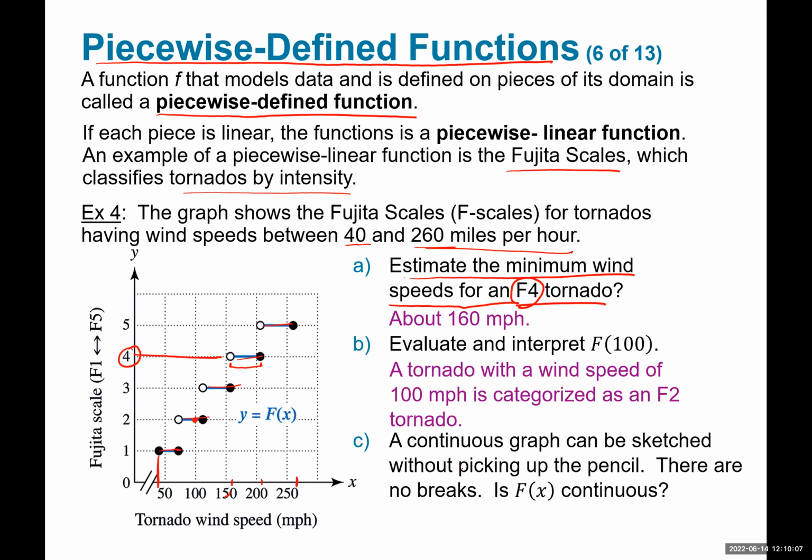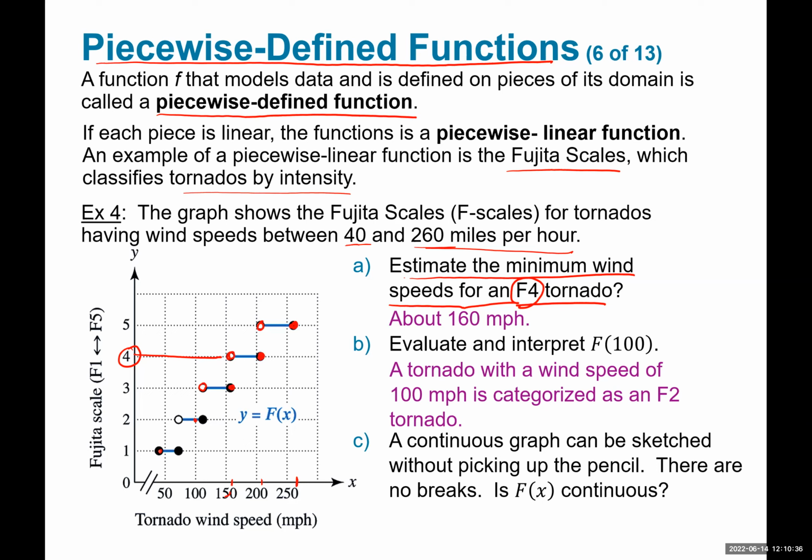A continuous graph can be sketched without picking up your pencil. There are no breaks. So is this continuous? No, because you're going here and then you have to pick up your pencil and go here. Pick up your pencil and go here. Pick up your pencil and go to the next and the next. It jumps. And so that's why it's called a piecewise function. One thing that I think you should ask yourself is, why do these circles have holes in them, whereas these are filled in?